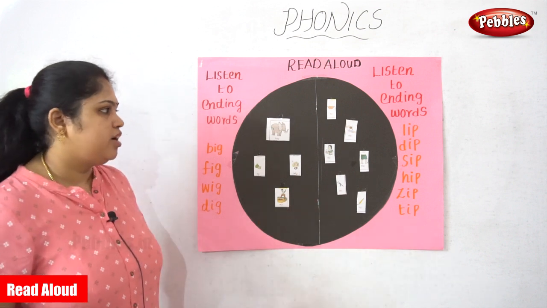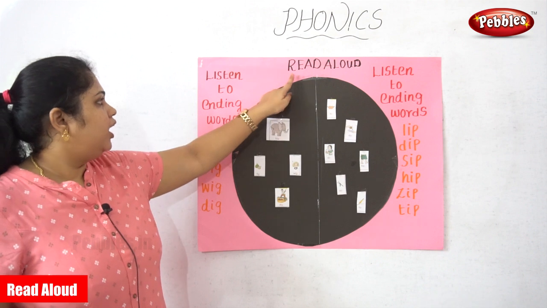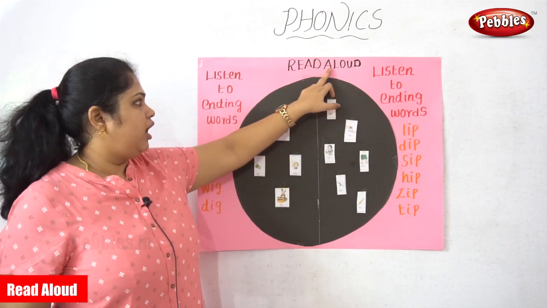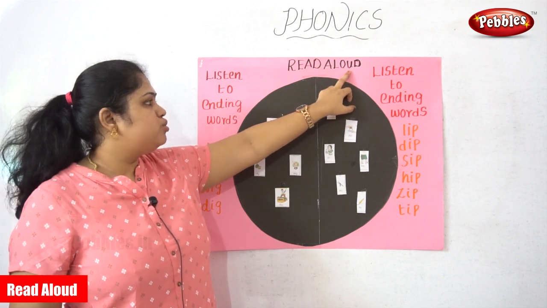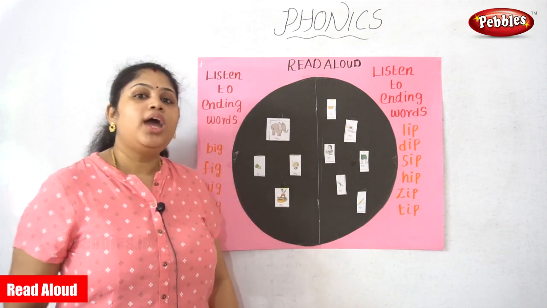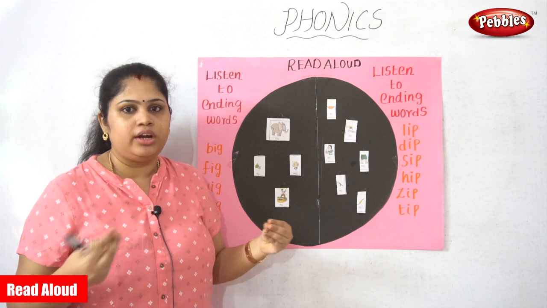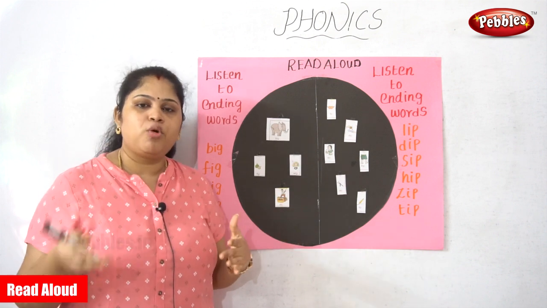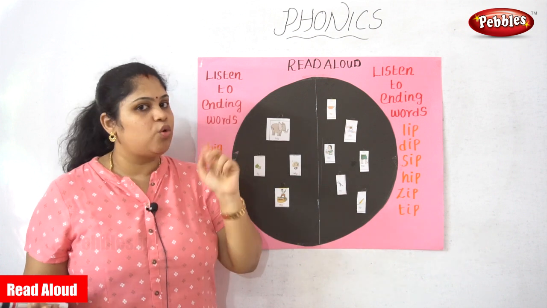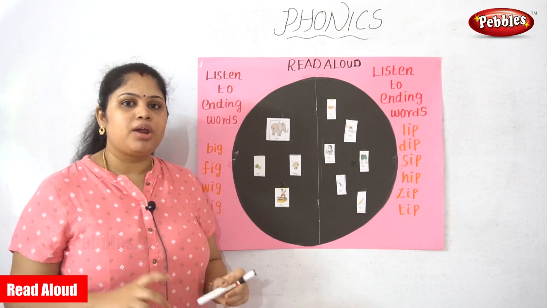Okay, let's move to the next chart. See here: R-E-A-D, read. A-L-O-U-D, aloud. Read aloud. The reason I keep on saying the words of each letter and the sounds is that you should remember: TH means the, TO means to, READ means read. You should remember the words.